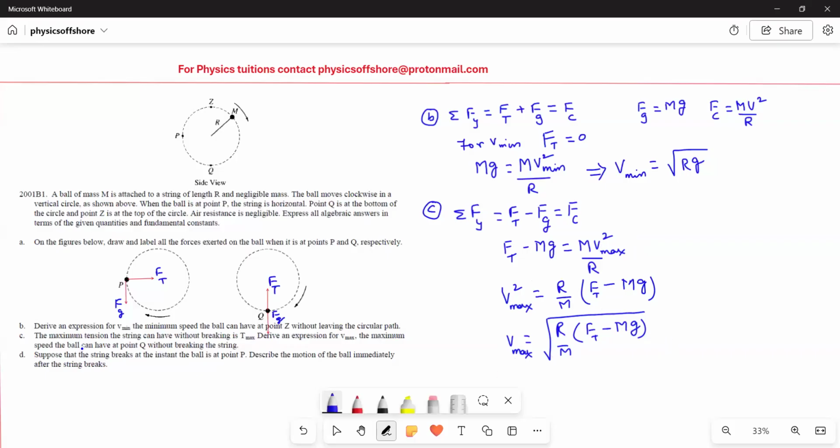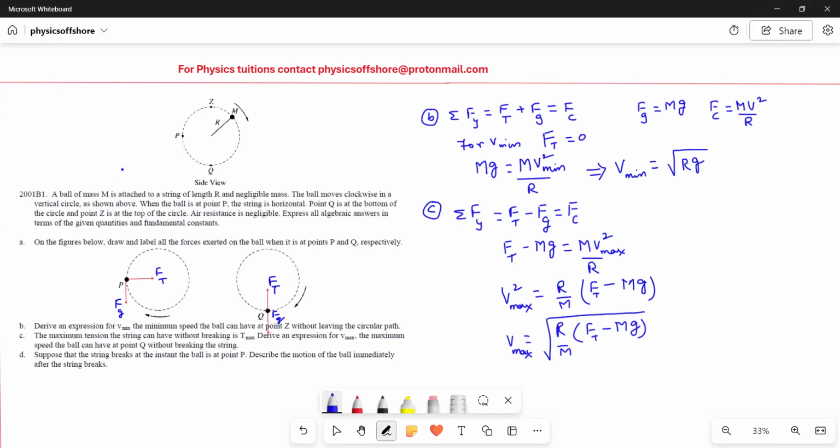Last bit. According to the last bit, if the string breaks when the ball is at point P, what is the path or the motion of the ball? What is happening here when the ball is at point P? It is going upwards, exactly at P. Suppose no other force is acting, then it goes straight up because it already has some velocity. With that, it goes straight up.